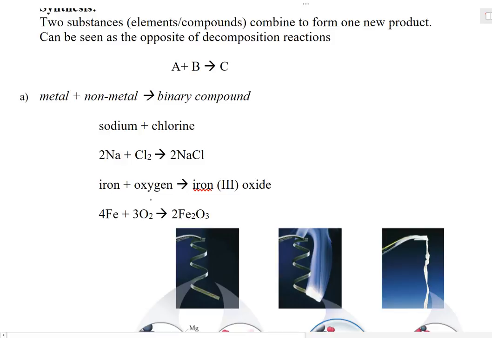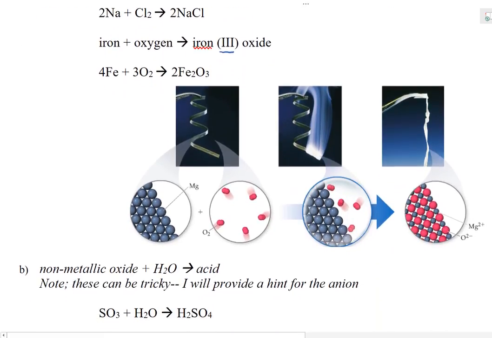Iron plus oxygen, so iron is Fe, oxygen is O2 because it's part of Hofbrinkel, will produce iron(III) oxide. For this, you'll see with the iron, I need to be told what the charge on the iron is going to be. I properly write the formula and I balance the equation. And we'll practice that shortly. So you can see in this visual, and you've seen this reaction before, magnesium metal reacting with oxygen. The magnesium atoms combine with the oxygen atoms to form magnesium oxide.